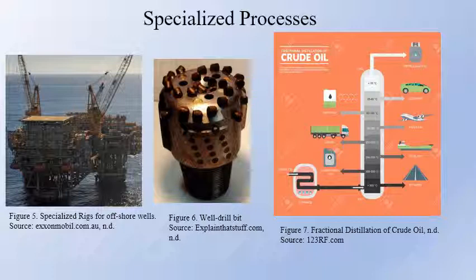In figure 7, we see a fractional distillation column. This is the refining part, and basically it shows a schematic of the different sections of crude oil that are useful in different areas. So it's used as jet fuel or in cars or on roads as asphalt.